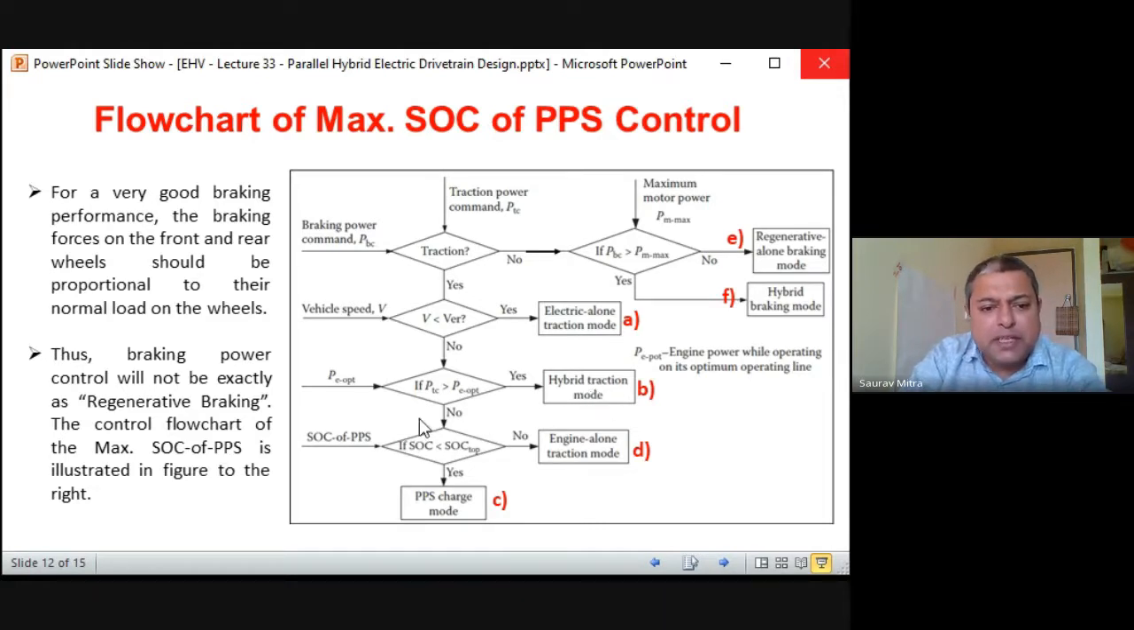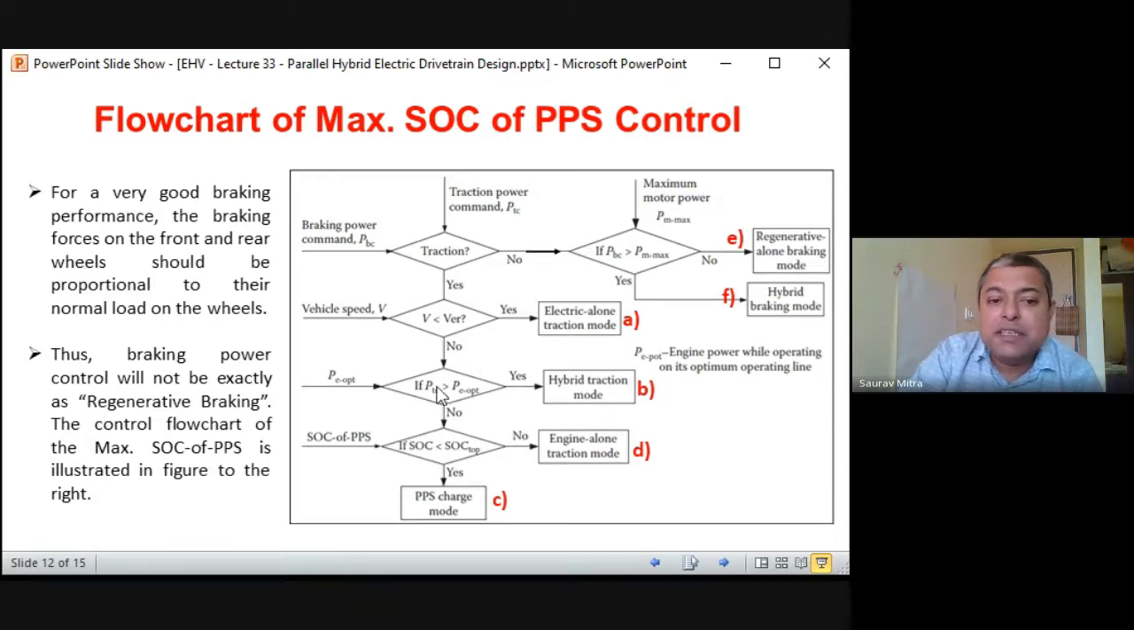In that case, if you are finding that TC, which stands for traction, is greater than PE optional, if no, that means actually we can go for, and this is yes, SOC is less than SOC top. If SOC is less than SOC top, then only we can go for PPS mode. And what is this? PTC is greater than PE op. That means whatever is the traction power required, whether that is greater than engine power. If yes, that means engine alone cannot supply everything. Okay, so in that case we have to go for hybrid mode. That means engine and PPS should be supplying all the power to the vehicle.